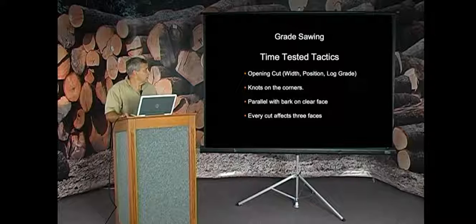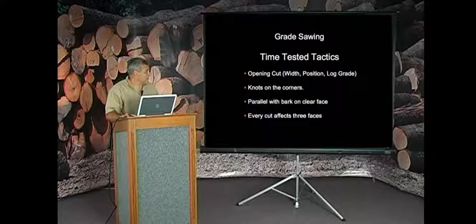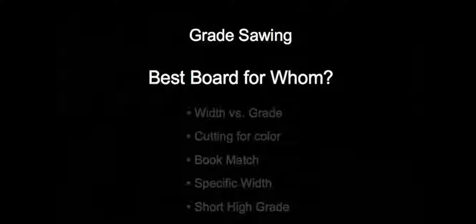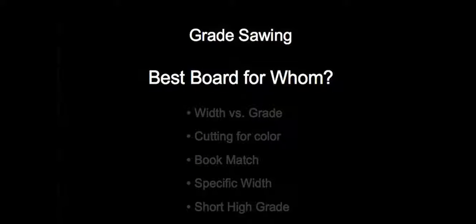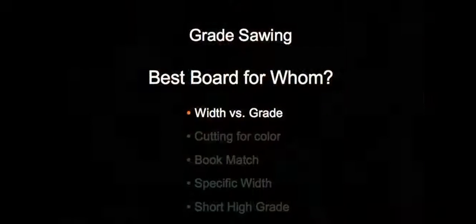for the grader's eye. I think Wood-Mizer's a little bit different. We do some grade sawing based upon it's the best board for whom. Sometimes we might be cutting for width, a specific width versus a grade. Somebody may want red oak, wide boards to close in steel posts, make them look like beams or posts. In the ceiling, they may want to box in steel beams or whatever, but they want wide, clear lumber, and we may overlook some defects in a log and cut for width versus a grade.